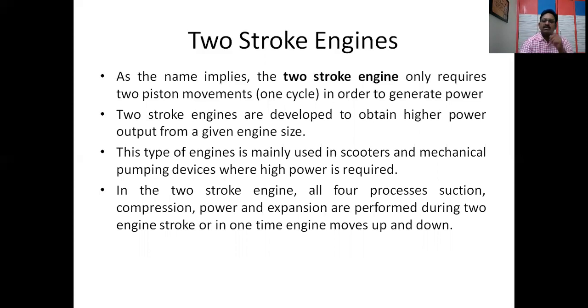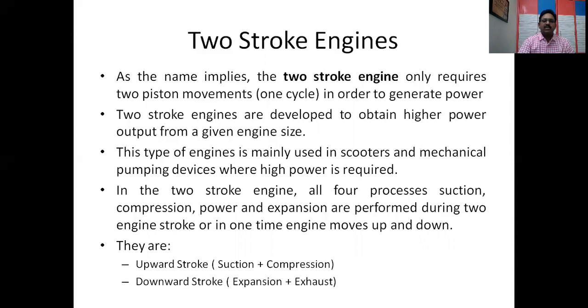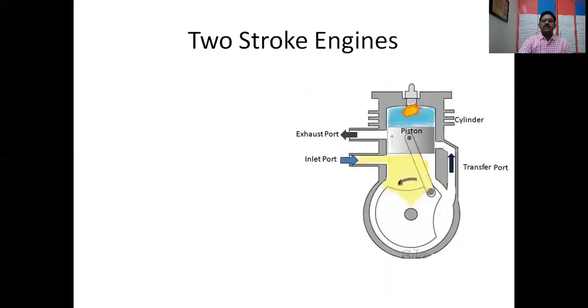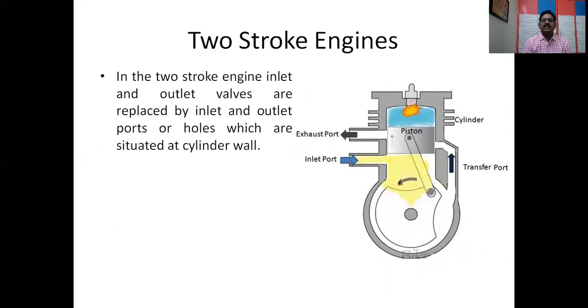That is, one time the piston moves from up to down, that means from TDC to BDC, and then BDC to upward motion. These 2 strokes are one upward stroke and the second one a downward stroke. Upward stroke means in that process suction and compression will take place. In the downward stroke, expansion and exhaust will take place. In a 2-stroke engine, inlet and outlet valves will not be there. There is a major difference between 2-stroke and 4-stroke.